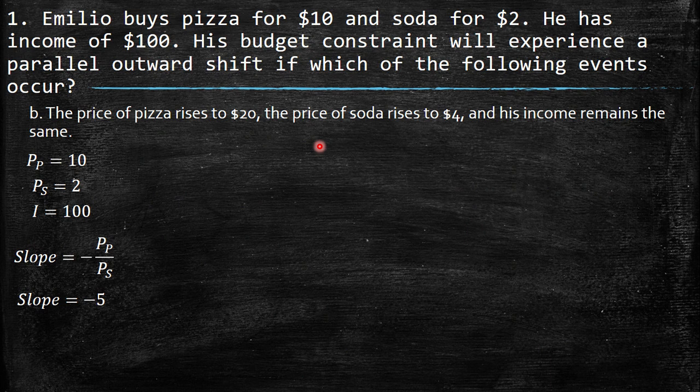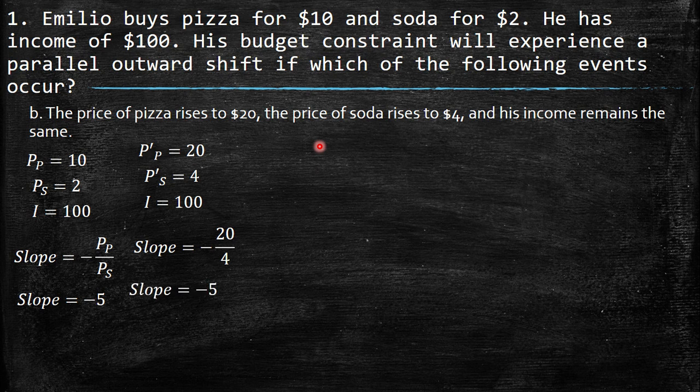Second one, the price of pizza rises to 20, the price of soda rises to 4, and his income remains the same. So the price of pizza is equal to 20, the price of soda is equal to 4, and the income is exactly the same. The slope should be the price of pizza, 20, over the price of soda, 4. Then you will get a slope of minus 5. Then it's exactly the same.